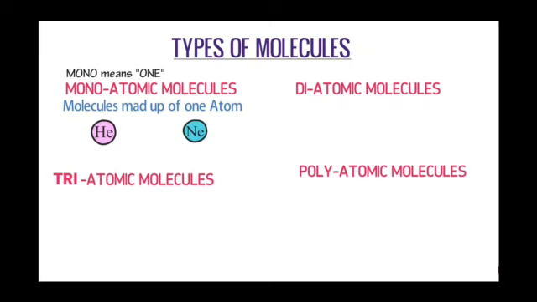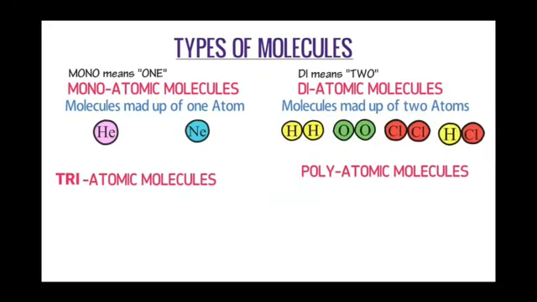Next, diatomic molecules. Di means two. Molecules that are made up of two atoms are called diatomic molecules. Examples for diatomic molecules are hydrogen molecule H2, oxygen molecule O2, chlorine molecule Cl2, hydrochloric acid HCl, etc.